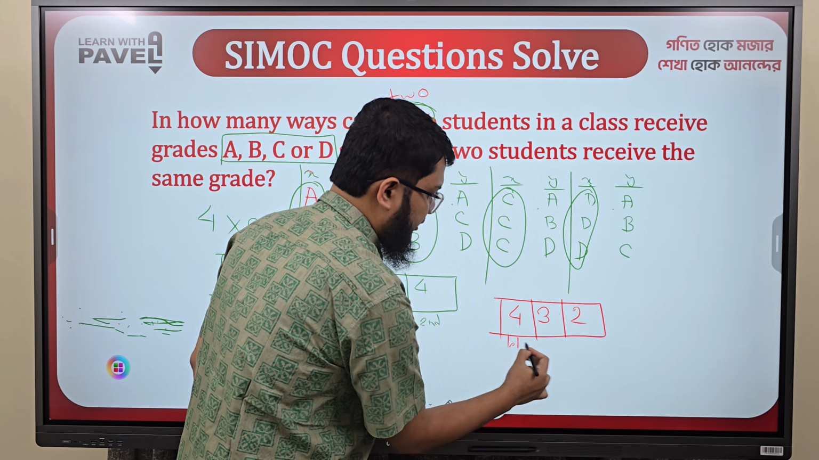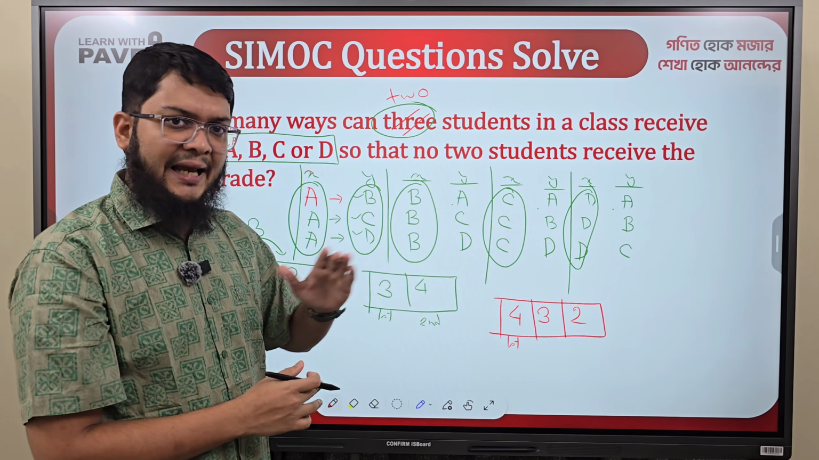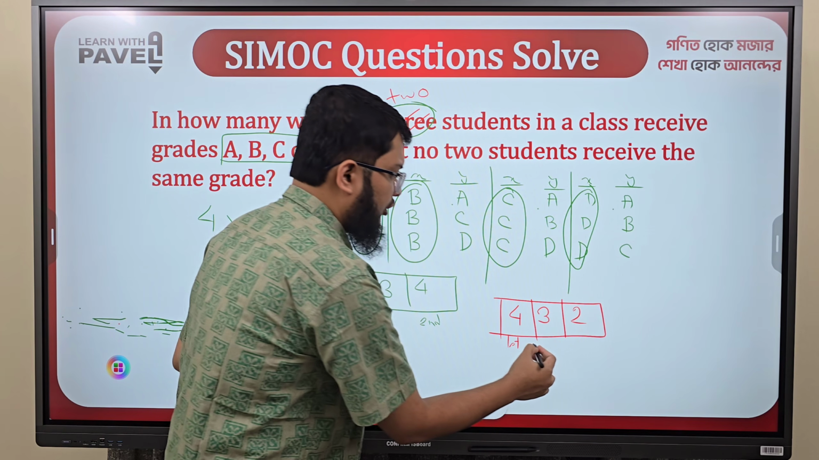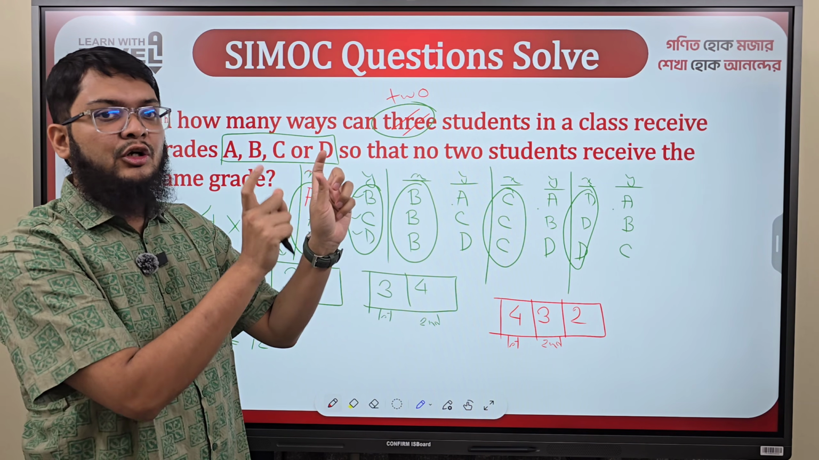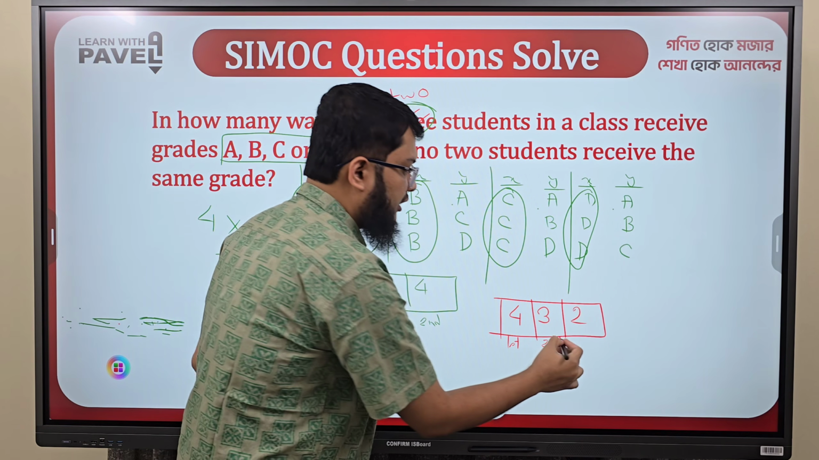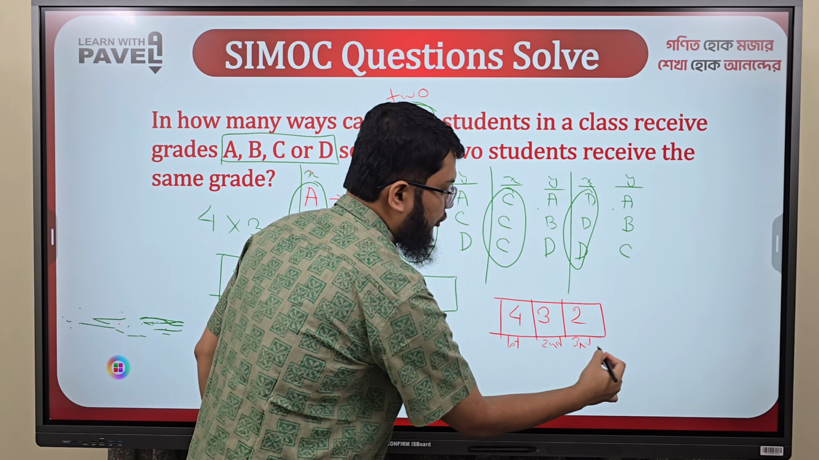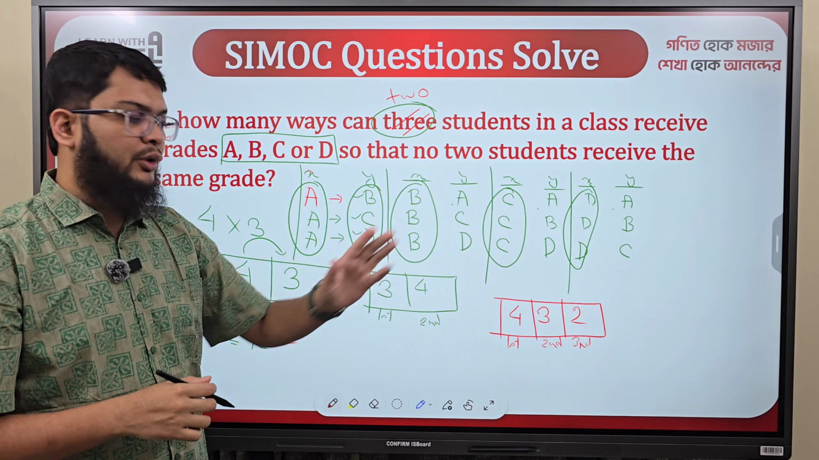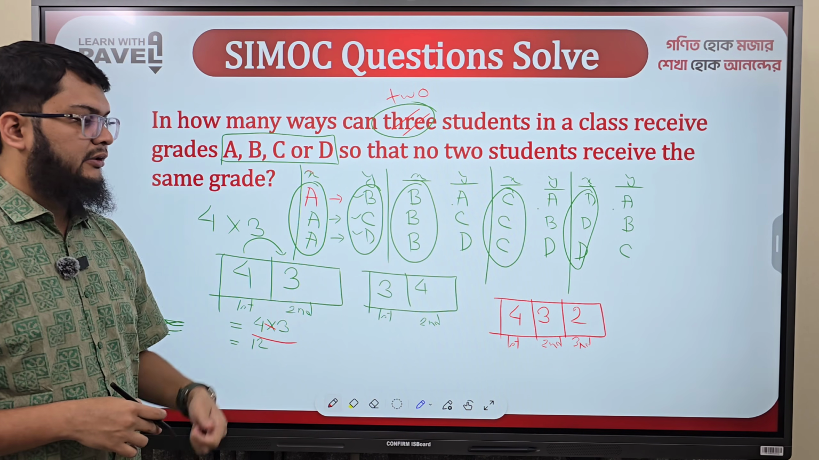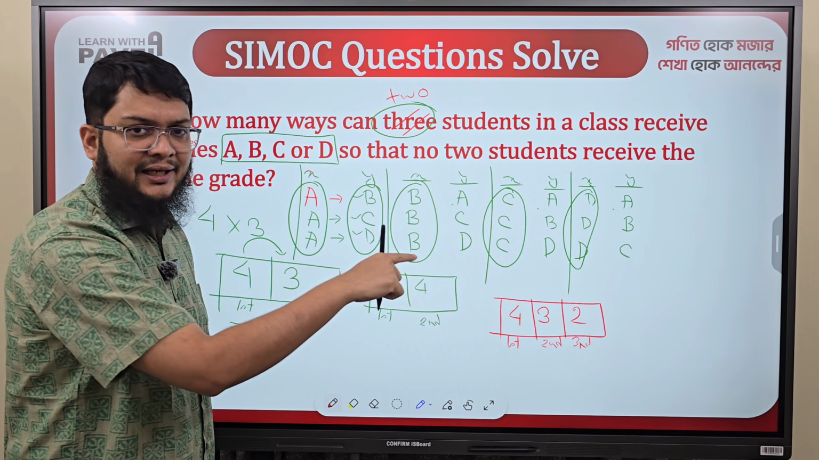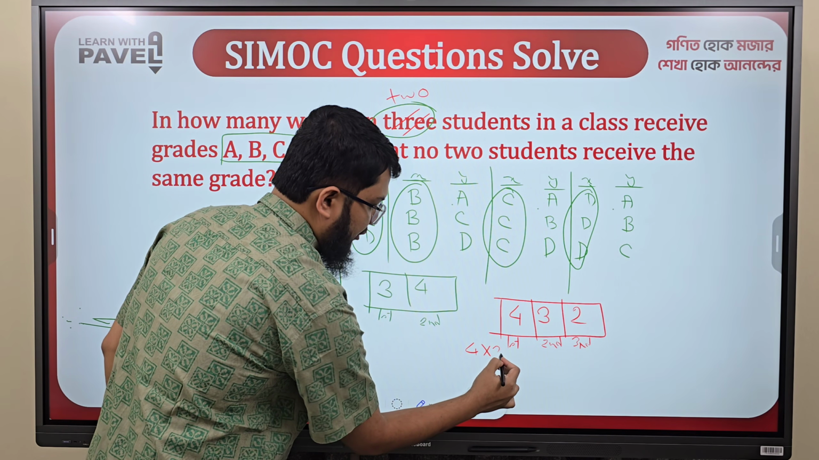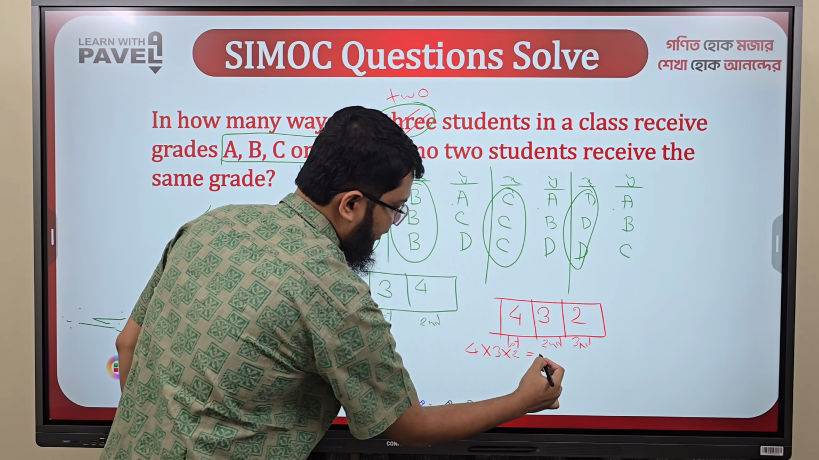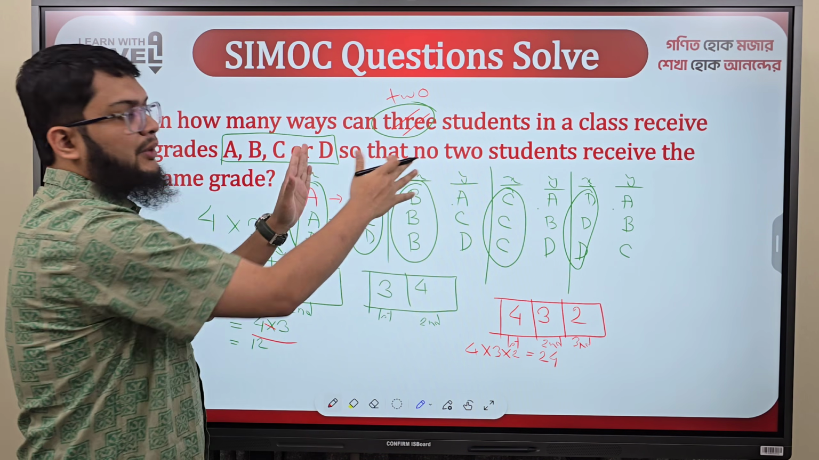So for the first student, this is independent, any grade can be chosen. For the second student, one option will decrease because it cannot match with the first one. And for the third student, there are only 2 possibilities, and you multiply them together to get the result. So 4 times 3 is 12, times 2 is 24. So we can write 4 times 3 times 2 is equal to 24. So the answer will be 24.